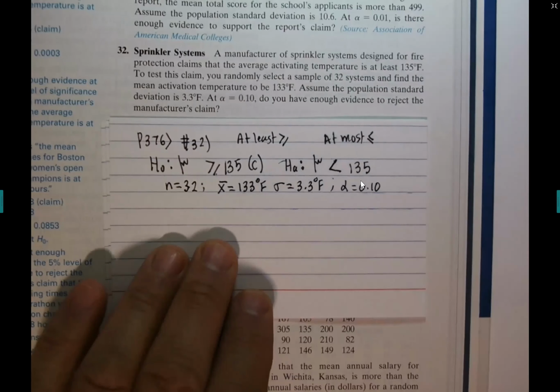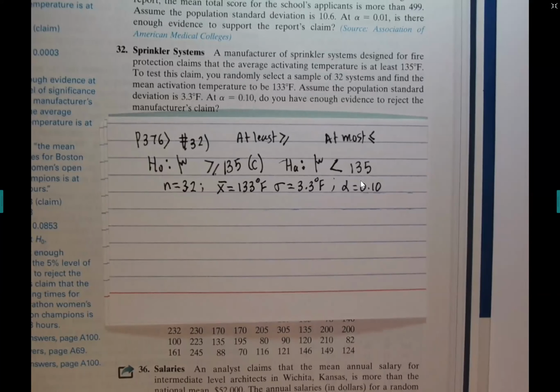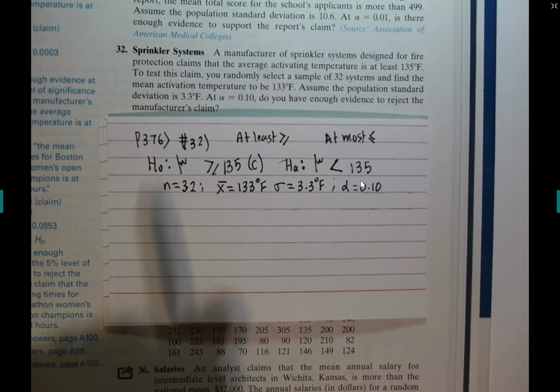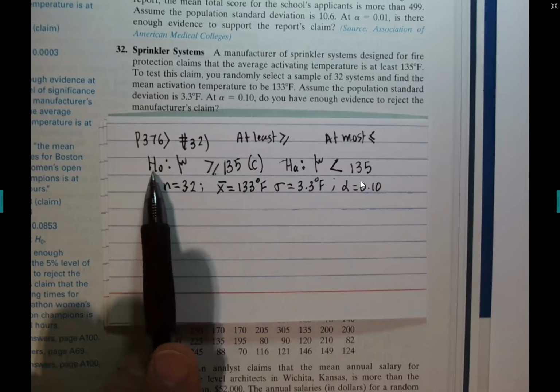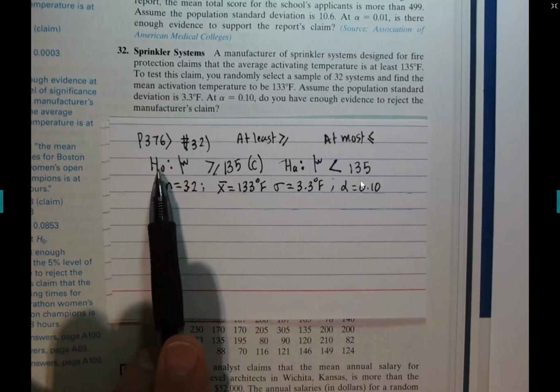I have a question for you guys. In the previous two questions, he asked us if we can support the claim. And here he's asking us if we can reject the claim. He cannot ask us if we can support the claim. He says, would you be able to reject this claim? Why did he say that? Where is the claim, guys? Is it in the null or the alternative? Do you agree it is in the null hypothesis?